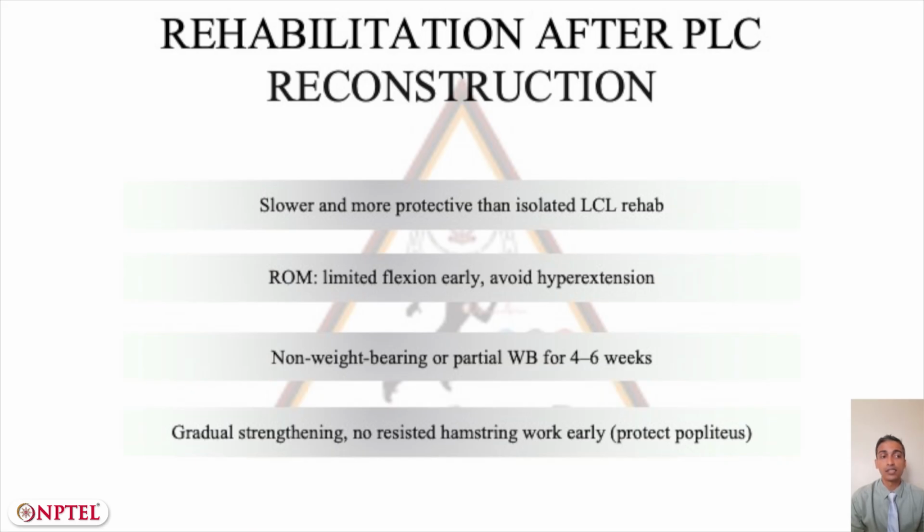The focus is on limiting the range of motion initially. This is done to protect the graft and allow it to heal properly and adequately. Hyperextension of the knee must be avoided in this phase. Weight bearing is often restricted for 4 to 6 weeks. Muscle strengthening is progressed gradually, but resisted hamstring activity is delayed to protect the popliteus. Return to sport usually takes about 9 to 12 months.